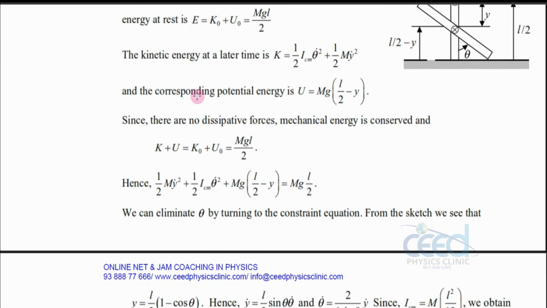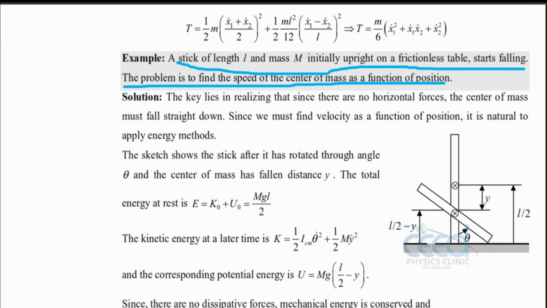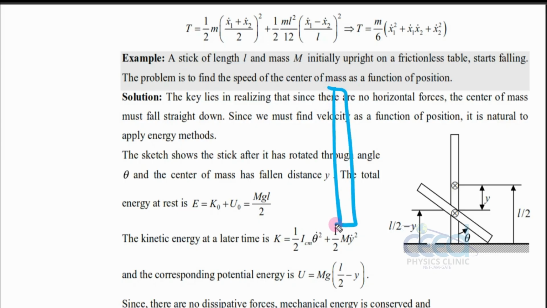See here, another question we have. One stick of length L and mass m, initially upright on a frictionless table, starts falling. The problem is to find the speed of the center of mass as a function of position. See, this also, one stick is like this. This is the center of mass position. Now it is falling, and because there is no friction, it slips backward like this and the center of mass moves down.